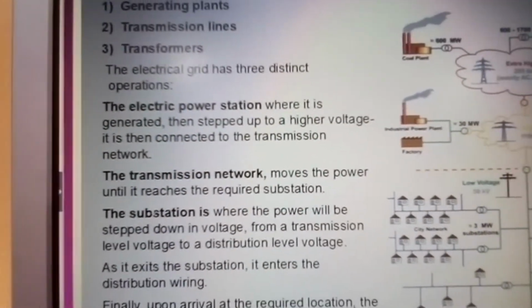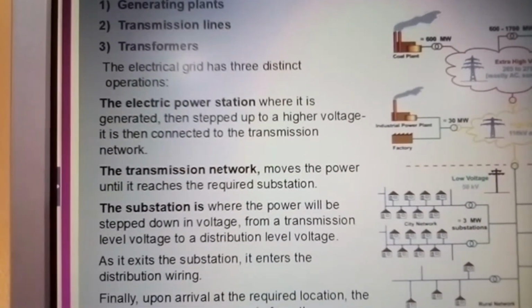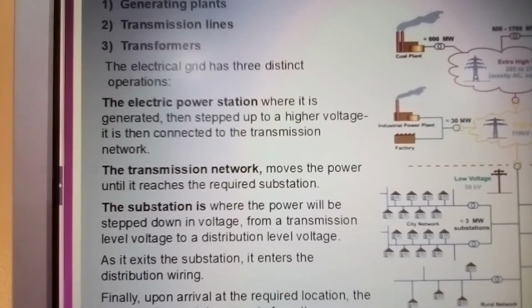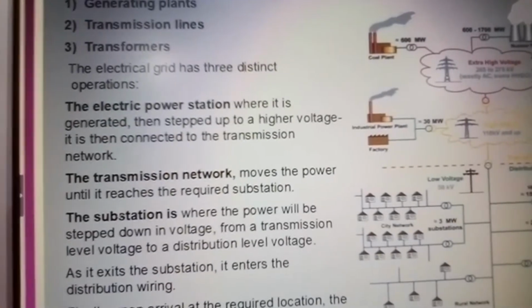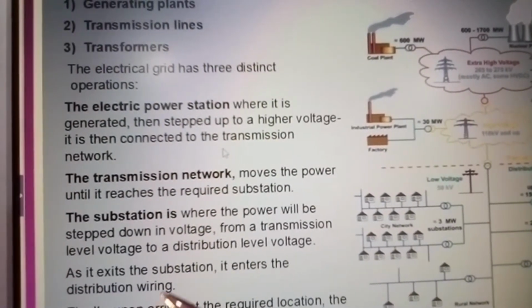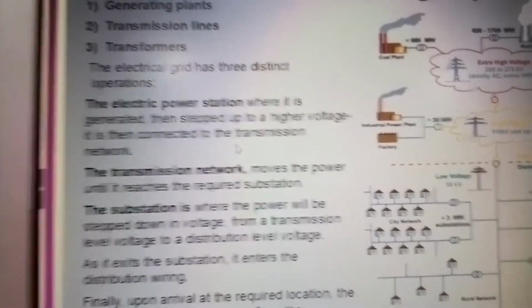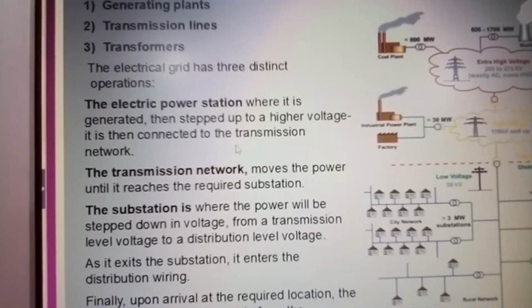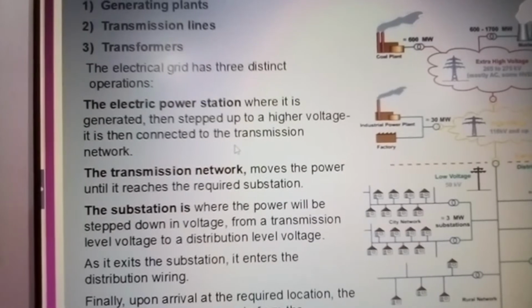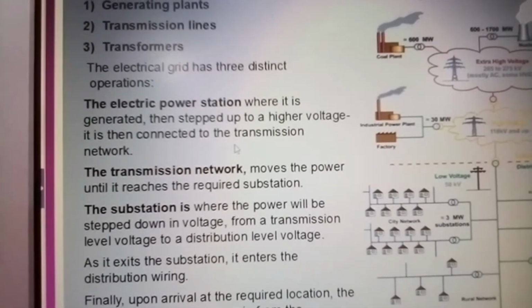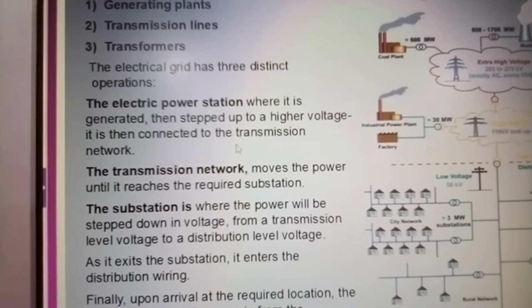Let's pull out a bit. As it exits the substation, it enters the distribution wiring. Finally, upon arrival at the required location, the power is stepped down again from the distribution voltage to the required voltages.